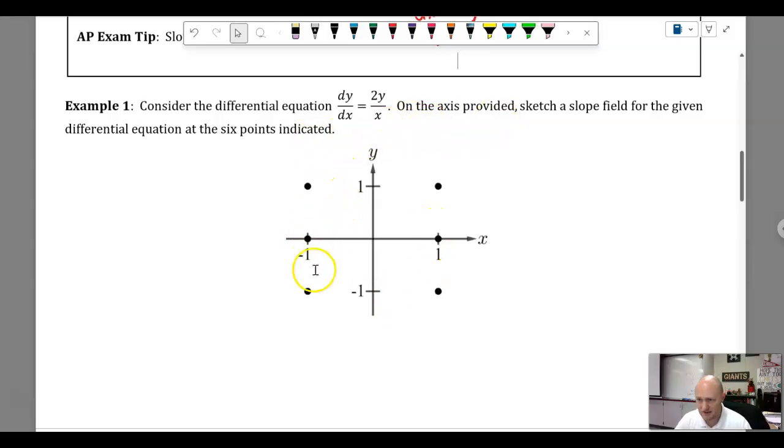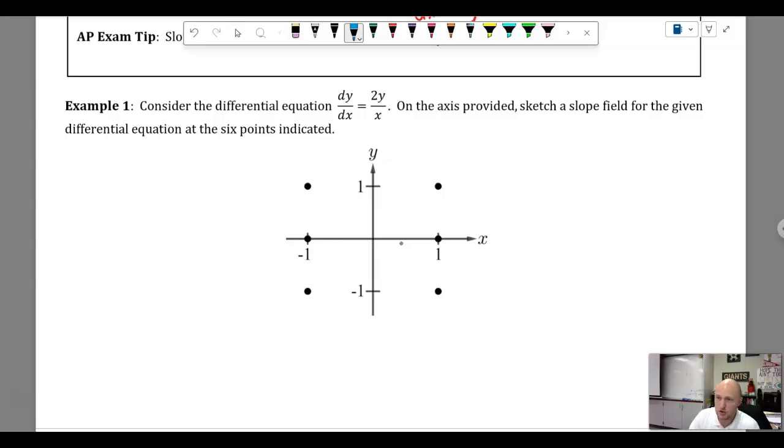Notice I have 6 here: 1, 2, 3, 4, 5, 6. And notice that on my y-axis, it is left out. Why would that be? On the y-axis, your x values are 0, so you have an undefined slope here. Notice they don't put the dots there; they just leave that one out. So let's go ahead and do this.